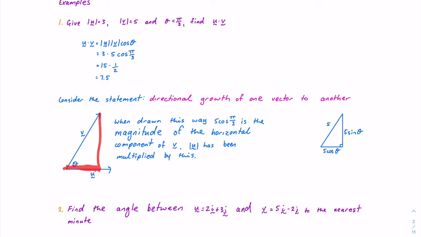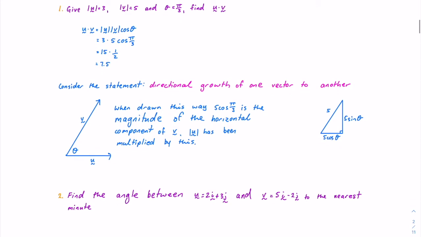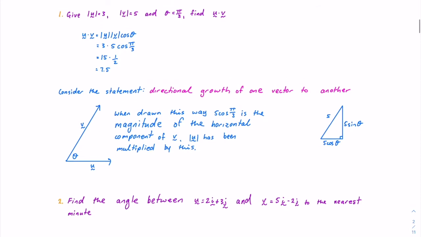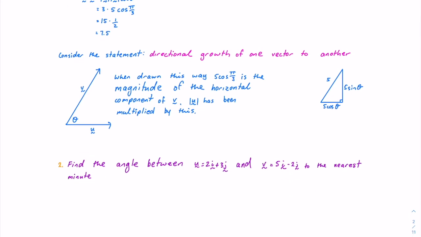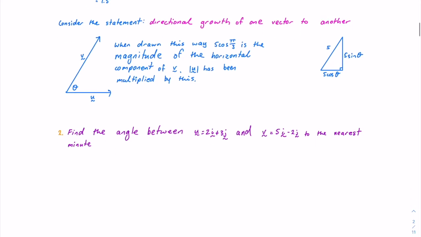It's that distance, and that's been multiplied by the length of u. So this distance multiplied by the length of u is our dot product. So that's what it means by the directional growth. Just the part of v that's in the direction of u is increased or multiplied. It could go the other way, but it's multiplied by that. That's what it means by directional growth.